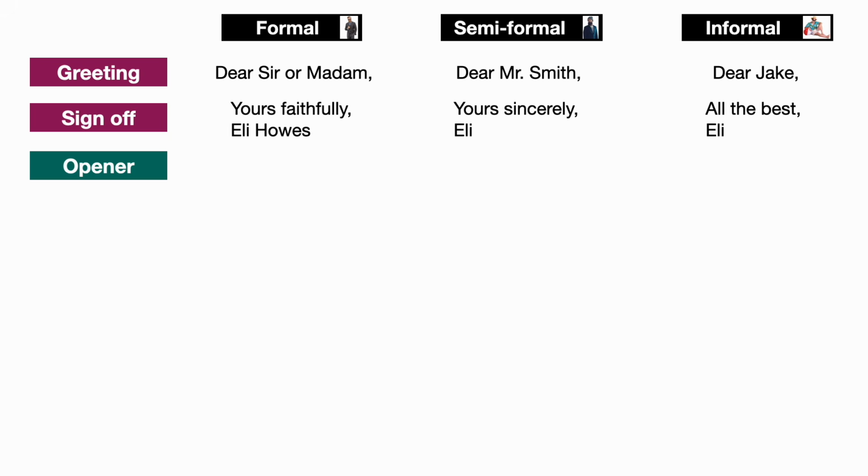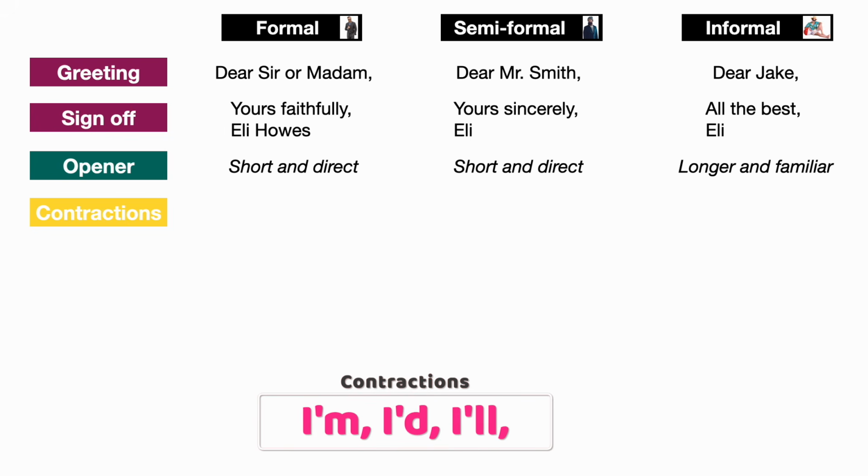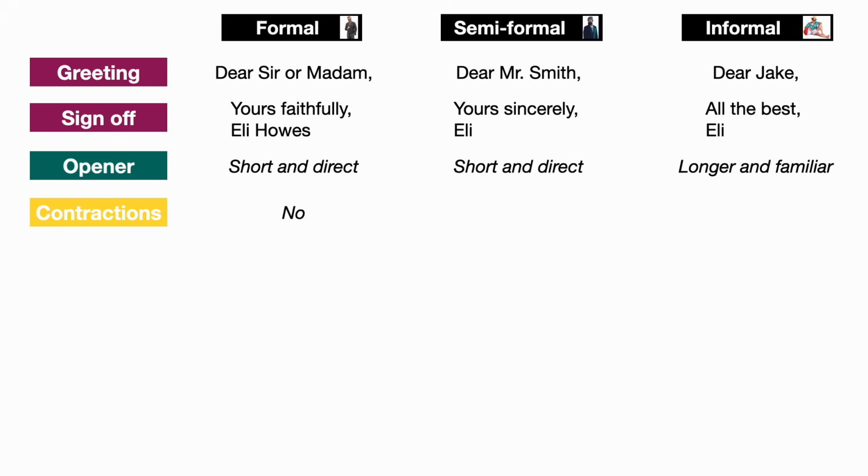The opener is also different. For formal and semi-formal letters, we're going to be short and direct. However, for informal letters, we're going to be longer and be more familiar. We're probably going to have a little bit of chit-chat. Something like, hey, how's it going? I haven't seen you in a long time. Contractions are also a dividing point. So that's words like I'm or I'd or I'll. We don't tend to use contractions in formal letters.